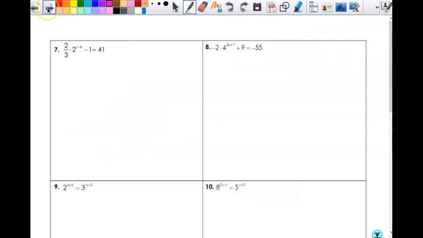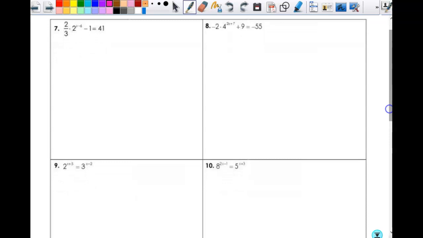All right, let's flip this over. Number 7. What will be the first thing I do on number 7? Add 1. So I get 2/3 times 2 to the x minus 6 power equals 42. Then what would I do? Multiply by 3/2, right? So those cancel out. That's why we did it. So we get 2 to the x minus 6 power equals what?